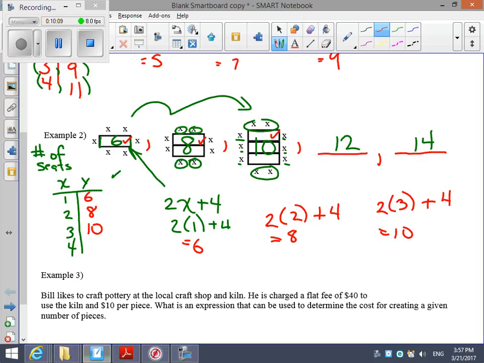6, 8, 10. We already have the pattern written over on the right-hand side, so we know that one's going to be 12. Once you have it in your T-chart, you know that these are just ordered pairs. The 1, 2, 3 are going to be your X values, and your 6, 8, 10, 12 are going to be your Y values, and we're going to graph those in a few minutes.